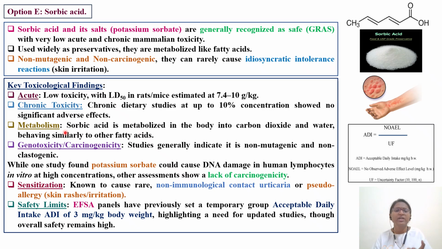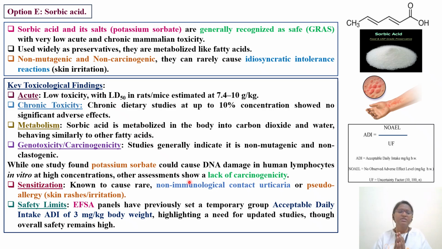Metabolism is similar to that of fatty acids, and the byproducts formed are carbon dioxide and water. There is no genotoxic or carcinogenic risk. In a few literature cases with potassium sorbate, some kind of DNA damage has been found, but there is no clear link with carcinogenicity, and there is less human risk also. Coming to sensitization, we have seen idiosyncratic contact urticaria, that is pseudo allergy or skin reactions, but these are all local reactions. They are reversible once you get away from that particular exposure after a certain period of time. All these reactions are reversible.